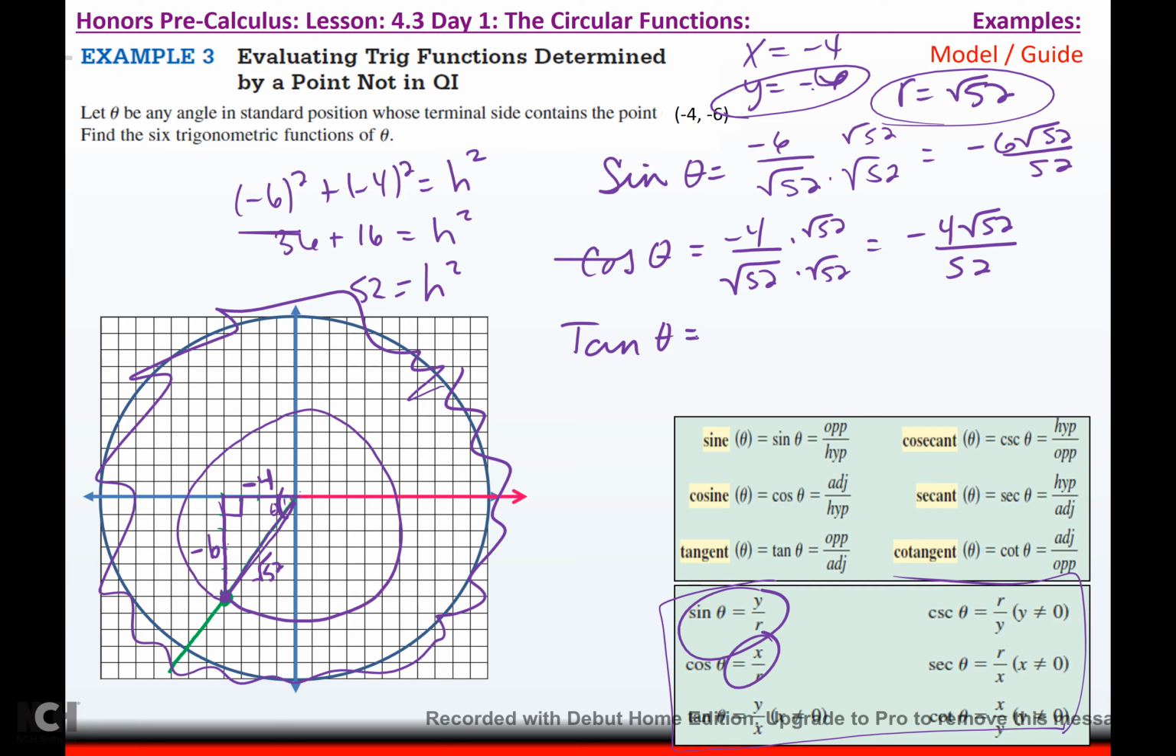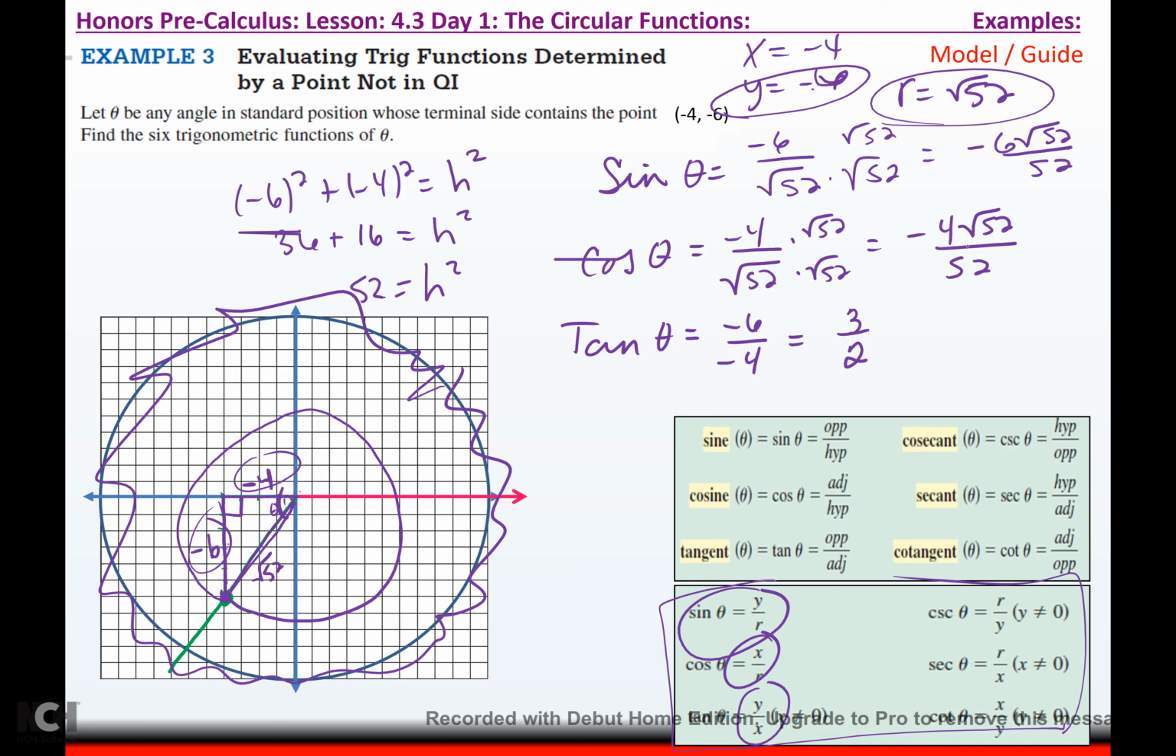Tan theta would be opposite over adjacent, or y over x. My y-coordinate is -6, my x-coordinate is -4. Reduce that down, a negative divided by negative is a positive, divided by 2 would be 3/2. And then to get the other 3, you just flip these over.